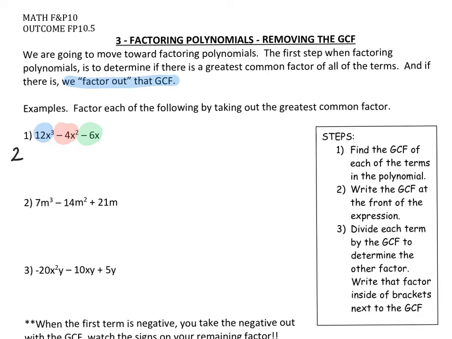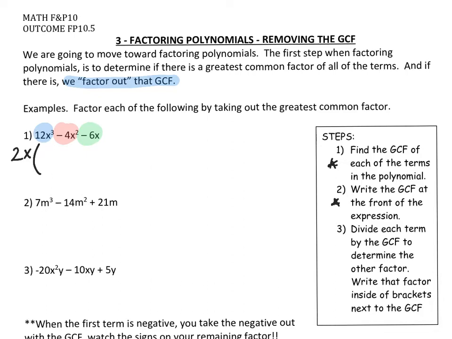And then we look at the variables. Remember, you want to take the lowest exponent, so it has to go into all of them, so they all have at least an x. So my greatest common factor of those three monomials is 2x. Okay, so that is step 1. Step 2 is to write the GCF at the front. Okay, we did that. Step 3, now we're going to divide each term by that greatest common factor.